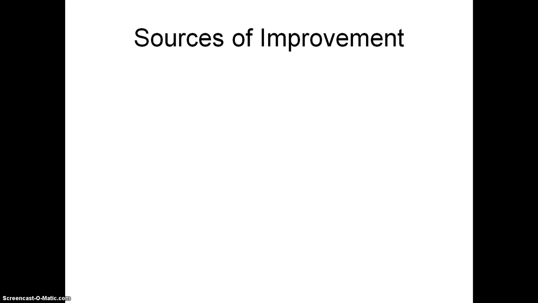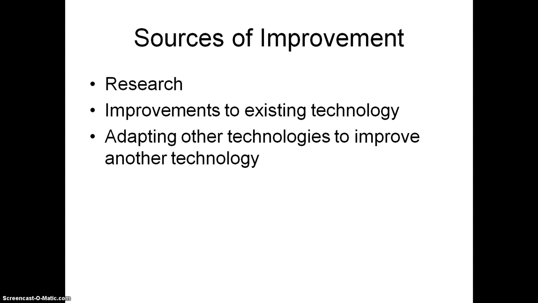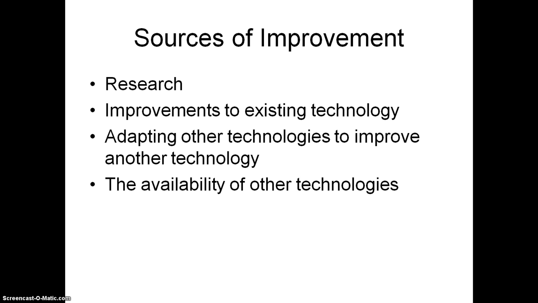So where do we find improvement? Well, one of the big places is research. What's out there? How do things work? Stuff like that. One is we improve existing technologies. We make it better. Little tweaks here and there. Another thing is adapting other technologies to improve a different technology, as the Wright brothers did with the bicycle technology to improve airplane technology. The availability of other technologies.